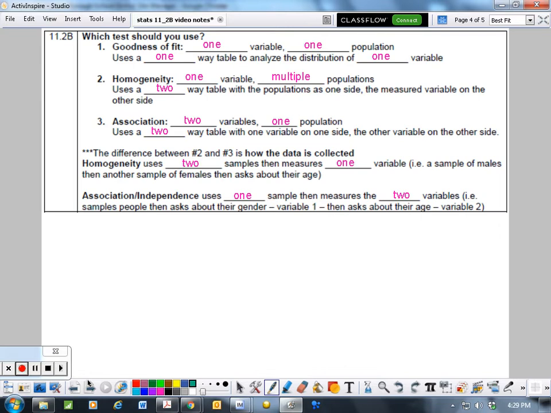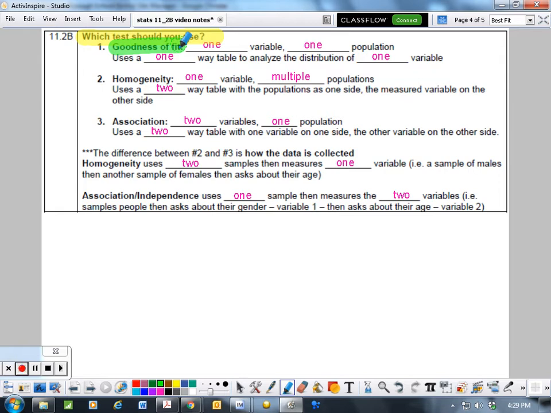Okay, big question that comes at the end, what test should we use? So, a goodness of fit test is used when you have one variable and one population. There's usually a one-way table to analyze the distribution of one variable. Like favorite color, my one variable. I'm just going to measure the favorite color of everyone that I sample.